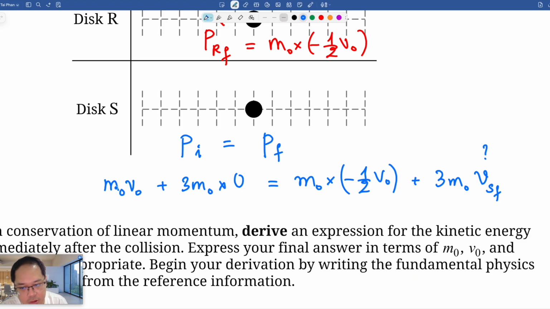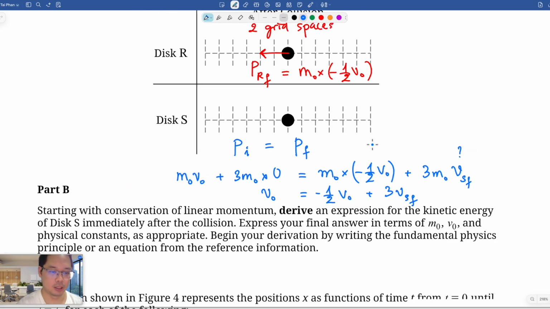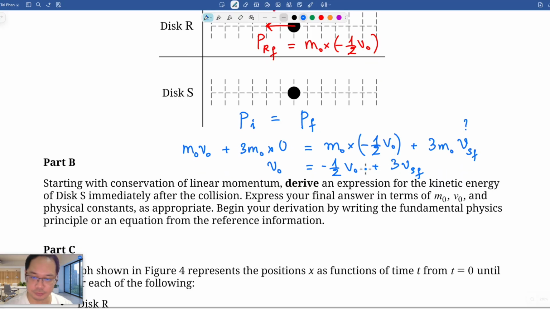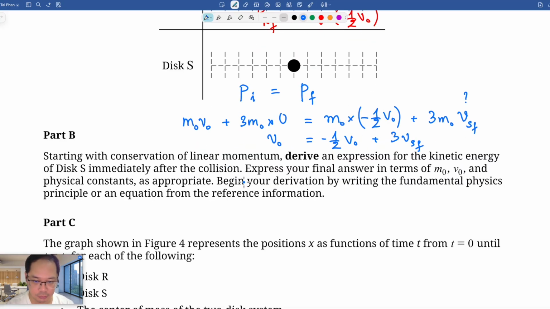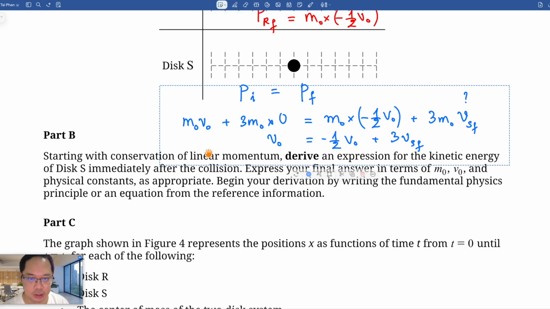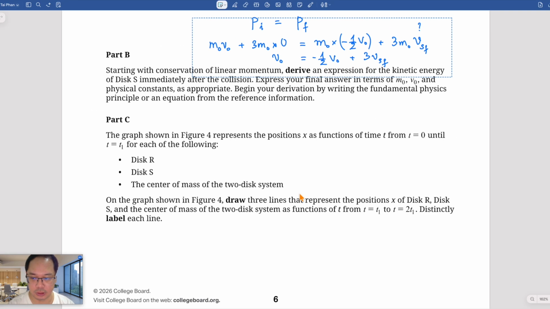We can now simplify the mass m0 in all the terms of this equation because every term contains m0. So we have just v0 on the left hand side equal to negative 1/2 v0 plus 3 times vS final. So from this equation, begin your derivation writing. Sorry, let me move the equation I'm writing here downward.